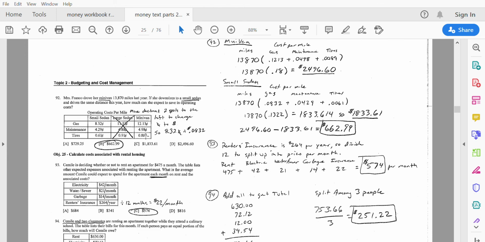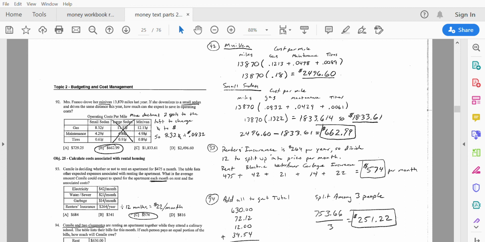So we're going to turn to page 40. We got number 92. Let me cut that out. All right. So last problem of objective 24. It says Mrs. Frankel drove her minivan 13,870 miles last year. If she downsizes to a small sedan, okay, so it's just a smaller car, and drives the same distance this year, how much can she expect to save in operating costs?